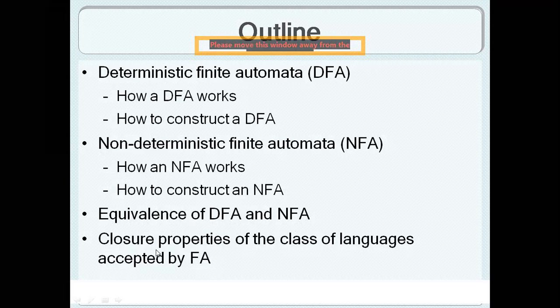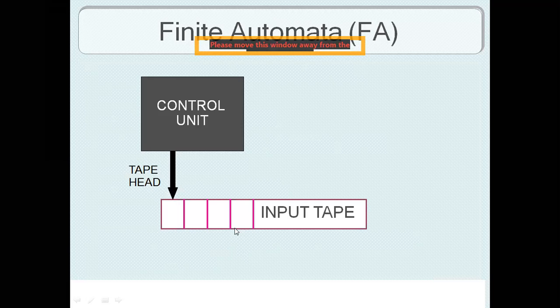And the next one is closure properties of the class of languages accepted by finite automata. Finite automata can generate a language, and that language is called a formal language. That language can be recognized by the finite automata. We have some closure properties of those particular languages. So this is the outline for the introduction to finite automata. Here we have what is finite automata.